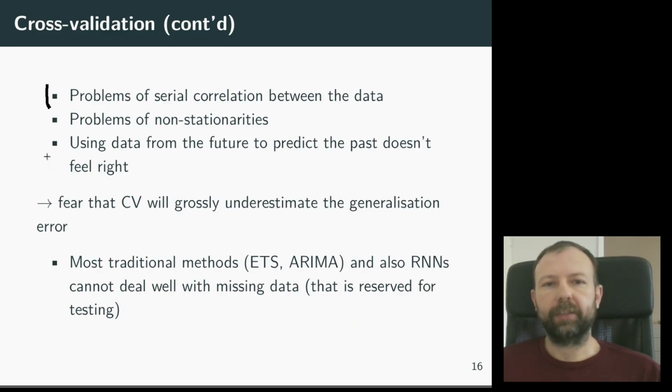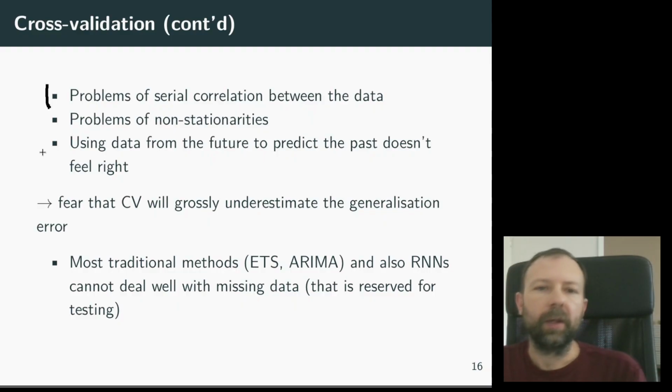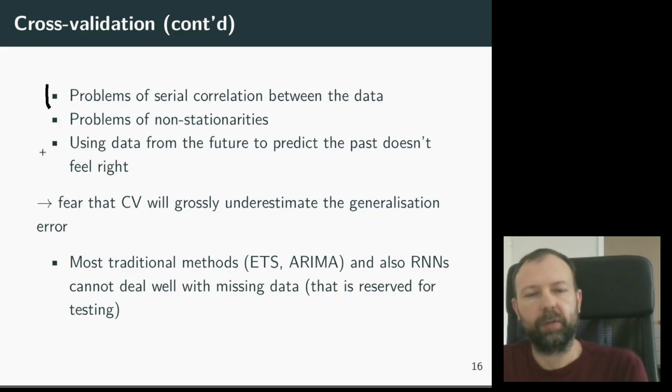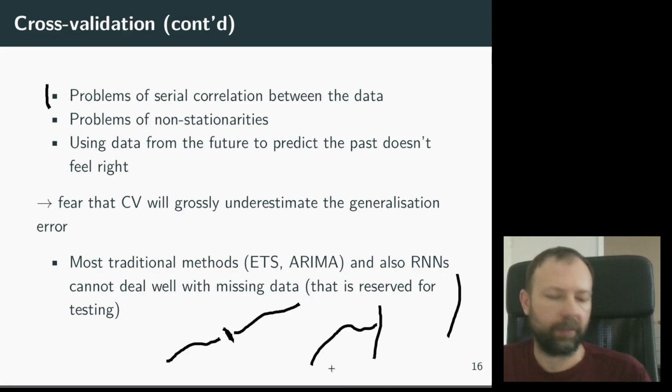Right, and just using data from the future to predict the past, it doesn't quite feel right, because it's just not how this is going to be used later on. So there's this fear that cross-validation will grossly underestimate the generalization error, right? Obviously it is a lot easier to just predict one data point here than if I tell you, okay, now predict for me the next 10 observations. It's obviously way more difficult.